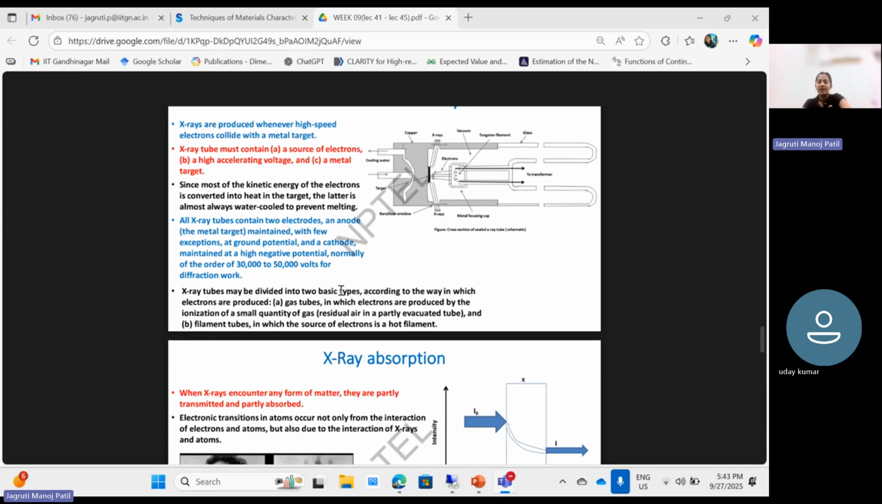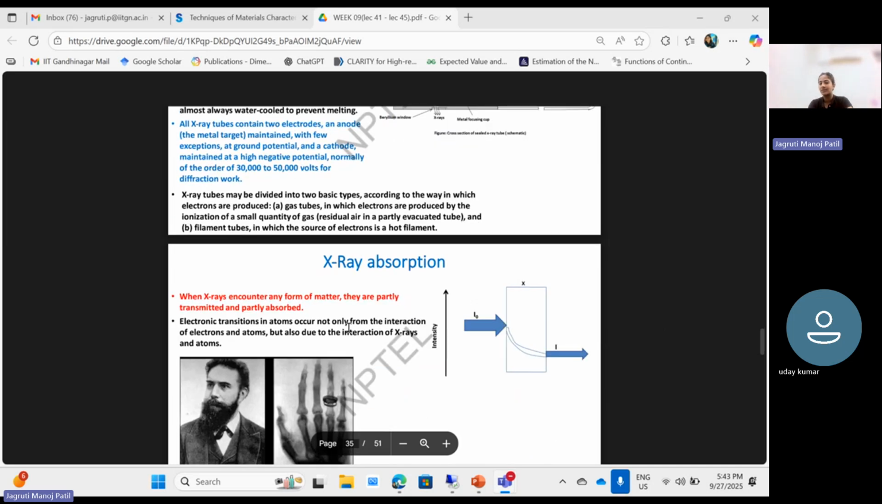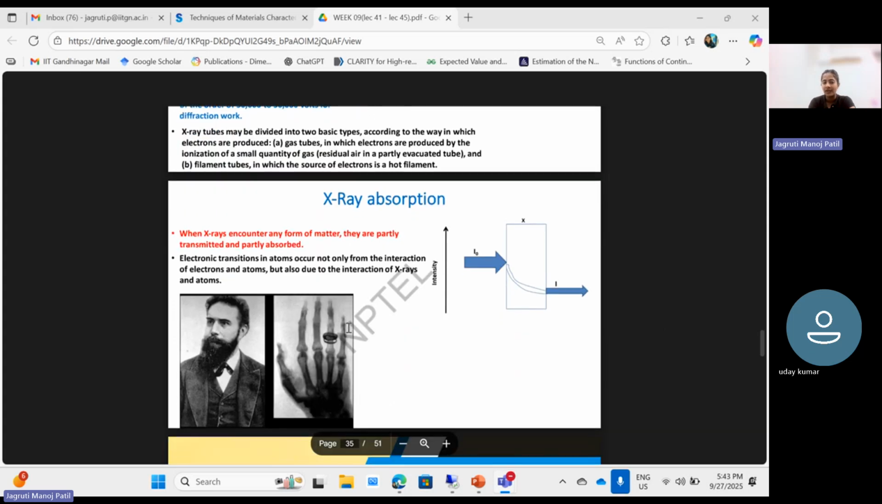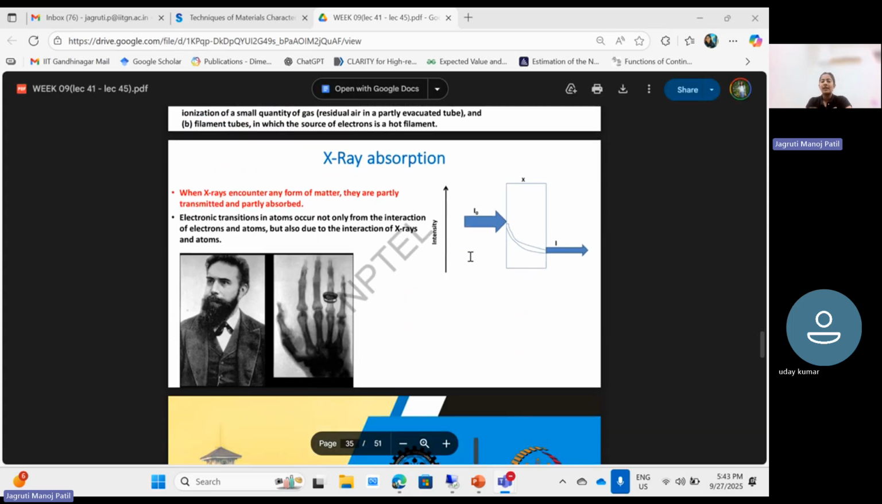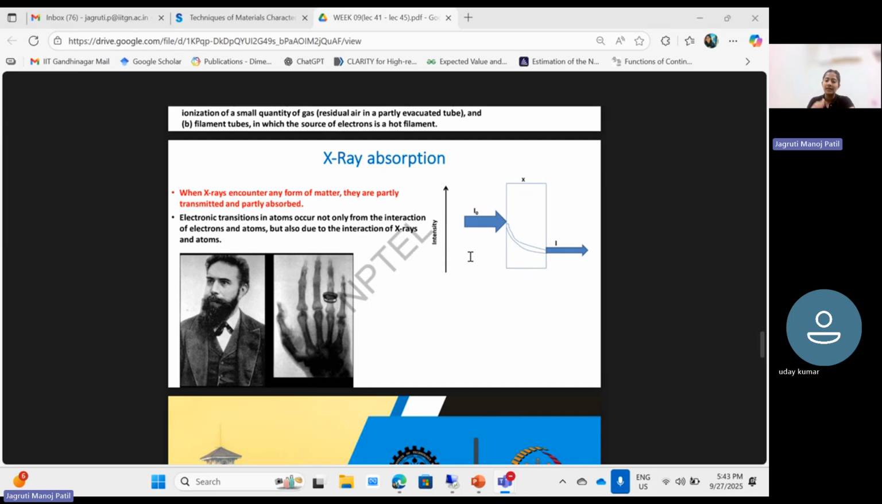X-ray tubes may be divided into two basic parts. First is the gas tube, where electrons are produced by ionization of a small quantity of gas. Then you have the filament tubes, in which the source of electrons is a hot filament.